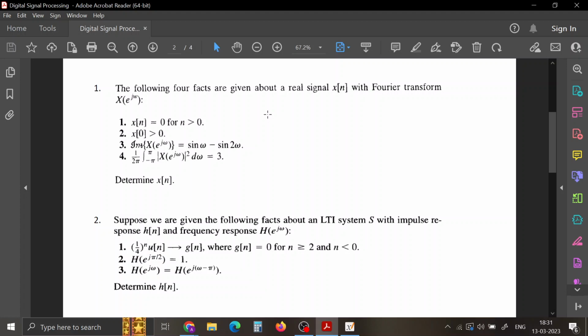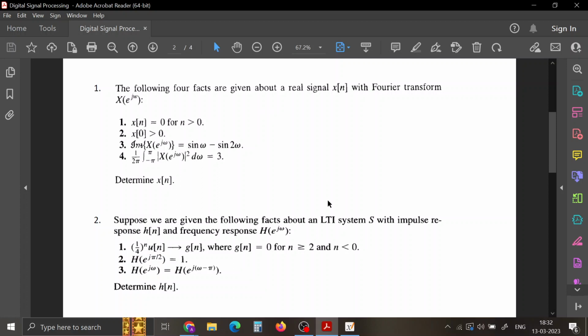And the third condition says that the imaginary part of the Fourier transform of x of n is equal to sine omega minus sine 2 omega. And finally, the fourth point says that this integral, 1 by 2 pi integration from minus pi to pi mod square of capital X of e power j omega d omega, equals 3, sorry. And given these four conditions, we need to determine the time domain sequence x of n.